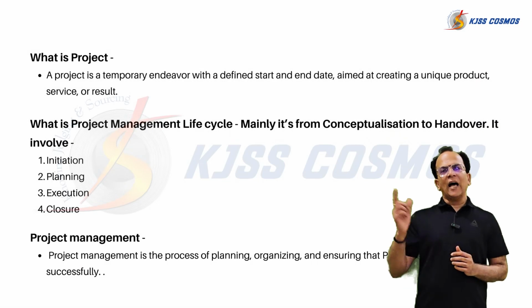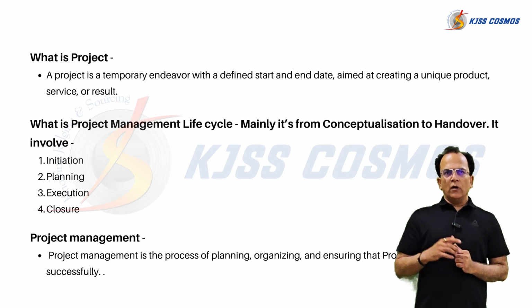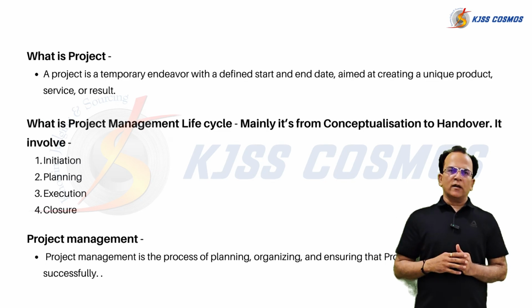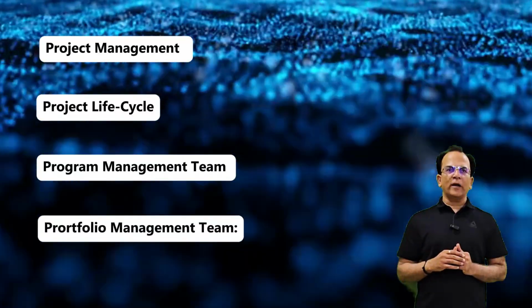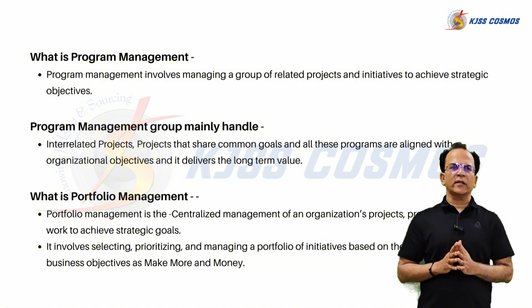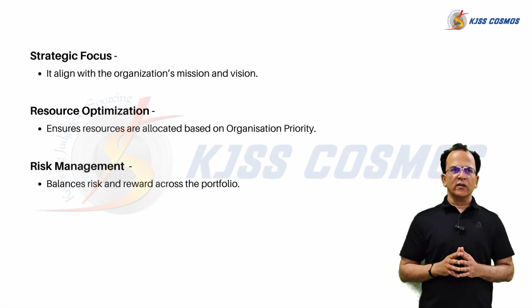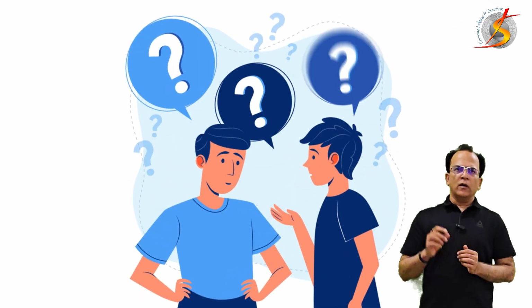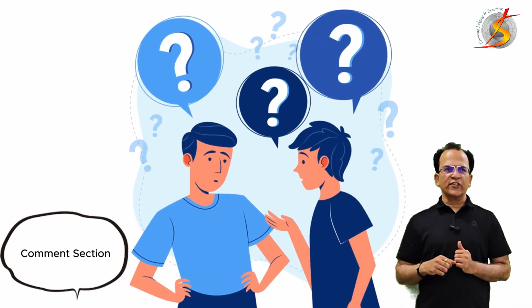And in the last video, we also discussed the important concept of what these terms mean: project management, project life cycle, program management, and portfolio management. Portfolio management mainly focuses on three things: strategic focus, resource optimization, and risk management. If you have any question about any of this topic, feel free to ask. Write down in the comment section.